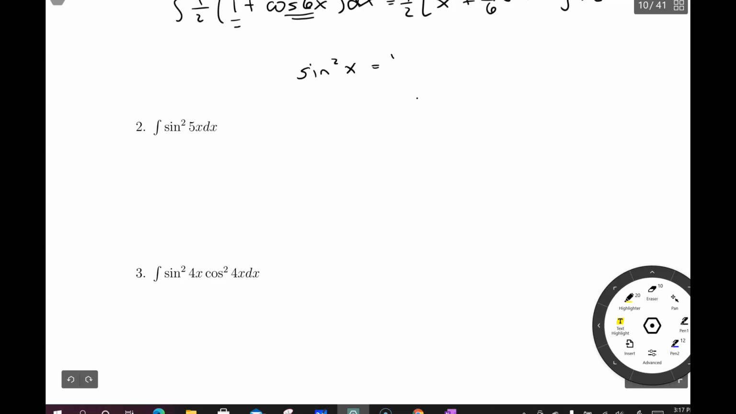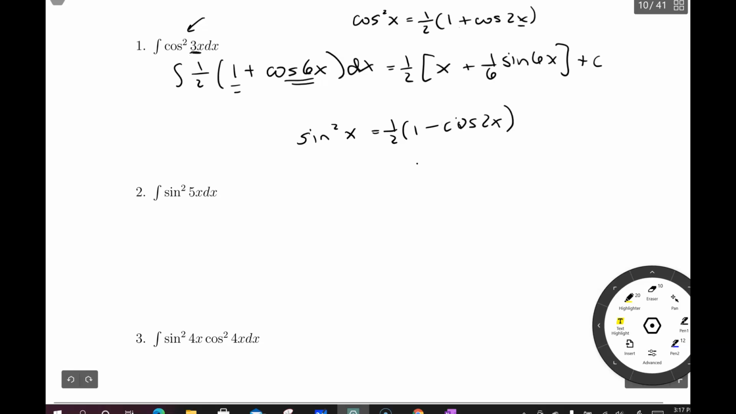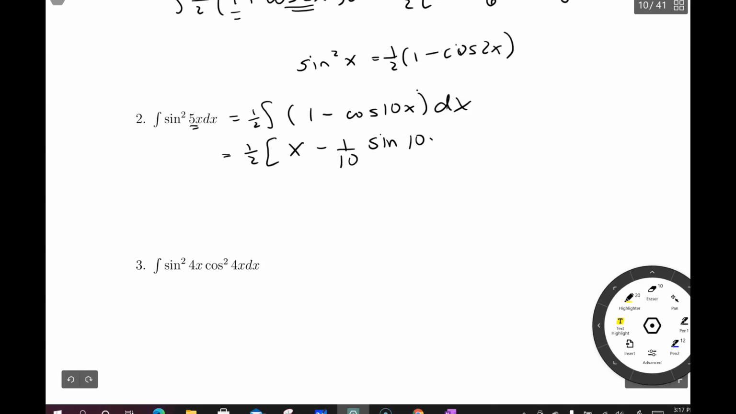So sine squared is 1/2, 1 minus cosine of 2x, right? So the difference between the cosine squared and the sine squared is the subtraction. All right, so this says a 5x. So I'm going to replace this with 1/2, 1 minus cosine of 10x, because I'm doubling that angle. So then I carry the 1/2, take the antiderivative of 1 and get x, take the antiderivative here, get a 1/10 sine of 10x plus a c.